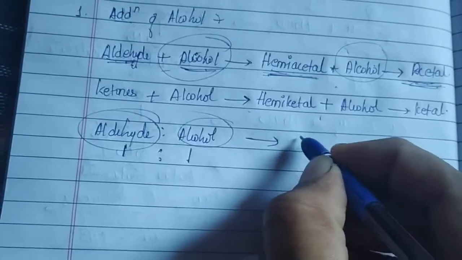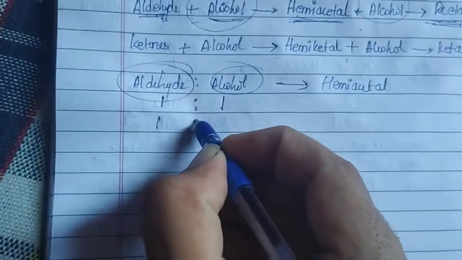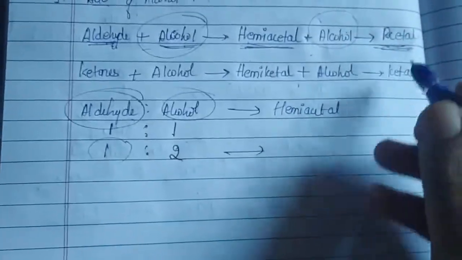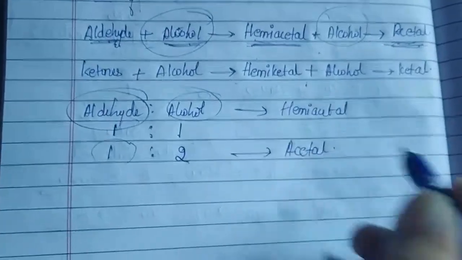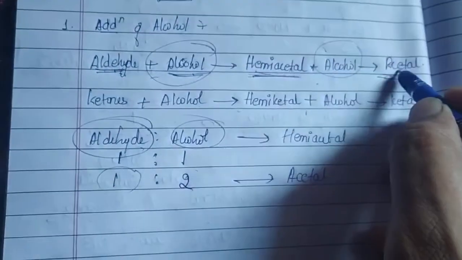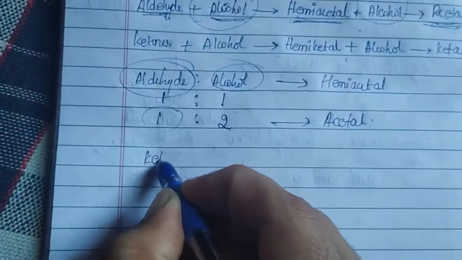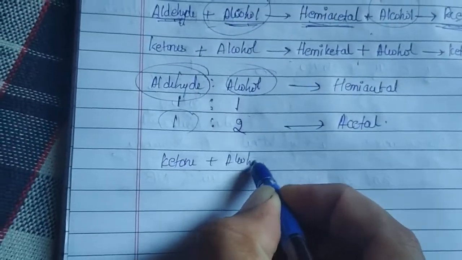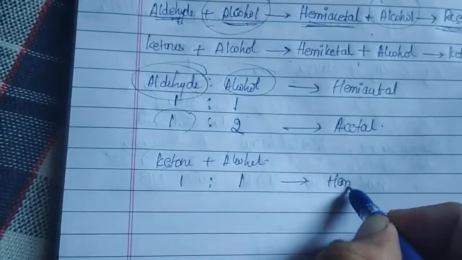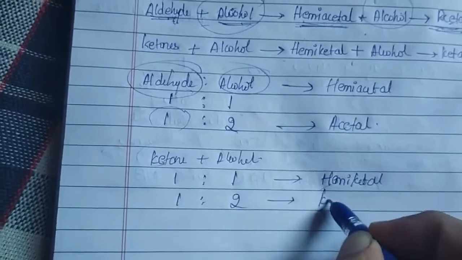then the product you get is hemiacetal. If I take the same thing in a 1:2 ratio, that is, if aldehyde is 1 mole and alcohol is 2 moles, then the final product will directly be acetal. That is the reason I said that whenever you treat carbonyl compounds with alcohols, you get two important types of product, and they depend upon the ratio of alcohol you have taken. Similarly, for ketone plus alcohol, if the ratio is 1:1, that is 1 mole of ketone and 1 mole of alcohol, you're going to get hemiketal. Similarly, if it is 1:2 ratio, you'll get ketal.